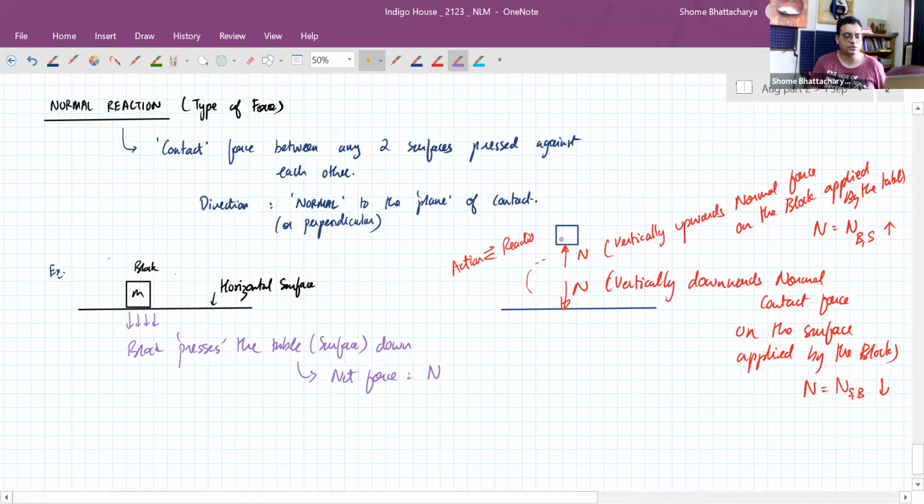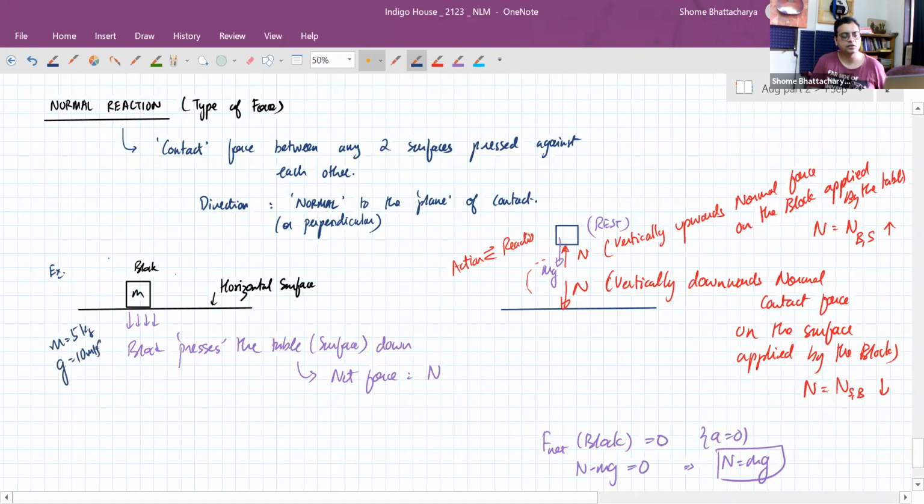And then the other force acting on the block is its weight. Okay, and the block is at rest. So from that you can understand that net force on the block should be 0 because its acceleration is 0. So N minus mg should be 0. So this normal contact force has a magnitude equal to mg. So for example, if the mass of the block is 5 kg and g is 10 meters per second square, so that means this normal reaction has a magnitude of 50 newtons.